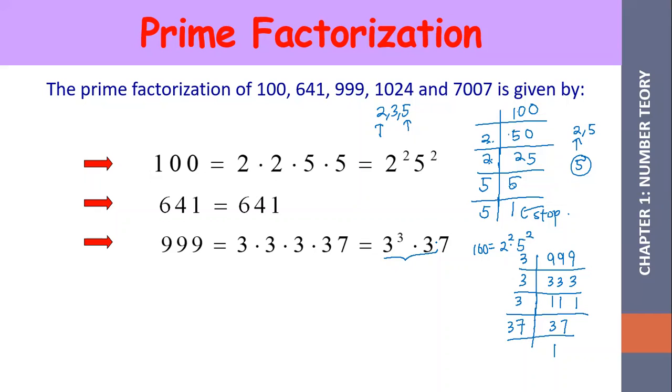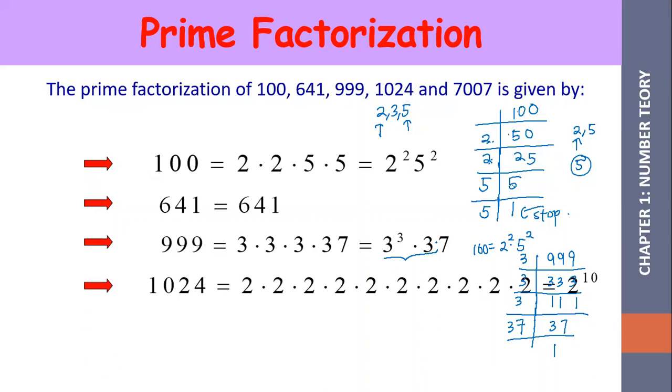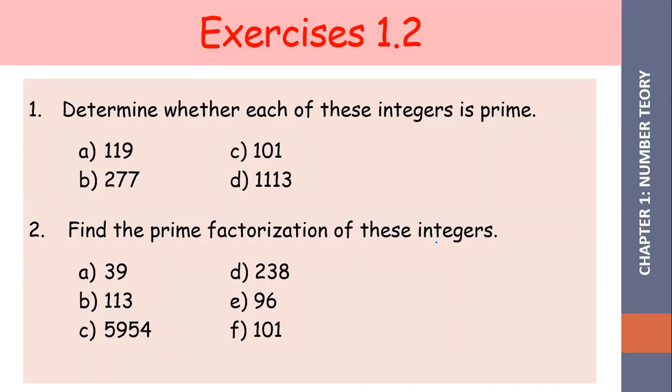How about 1024? We have discussed this one, it is 2 to the power of 10. How about 7007? It is 7 squared times 11 times 13. Okay, exercise, you have to try to do it.